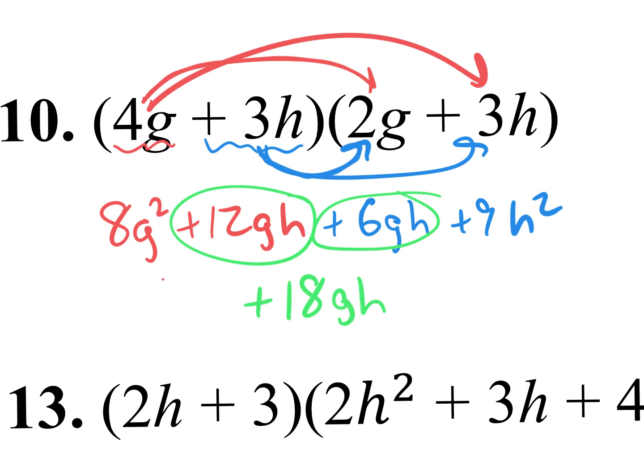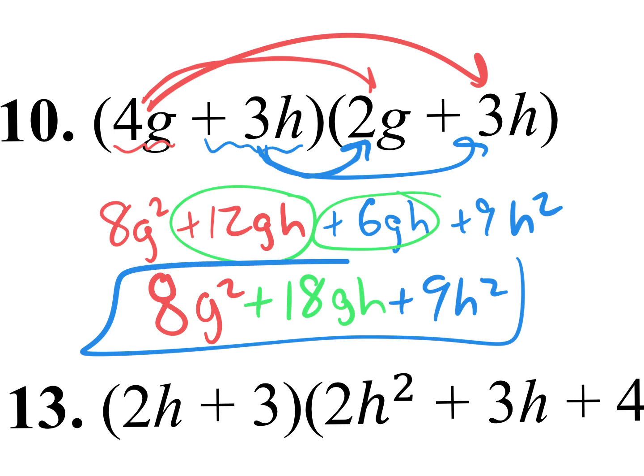What about the 8g squared in the front? Bring it down, 8g squared. What about the 9h squared at the end? Bring it down, plus 9h squared. There's your answer. Yay, nay, what the hey? I hope you get it.